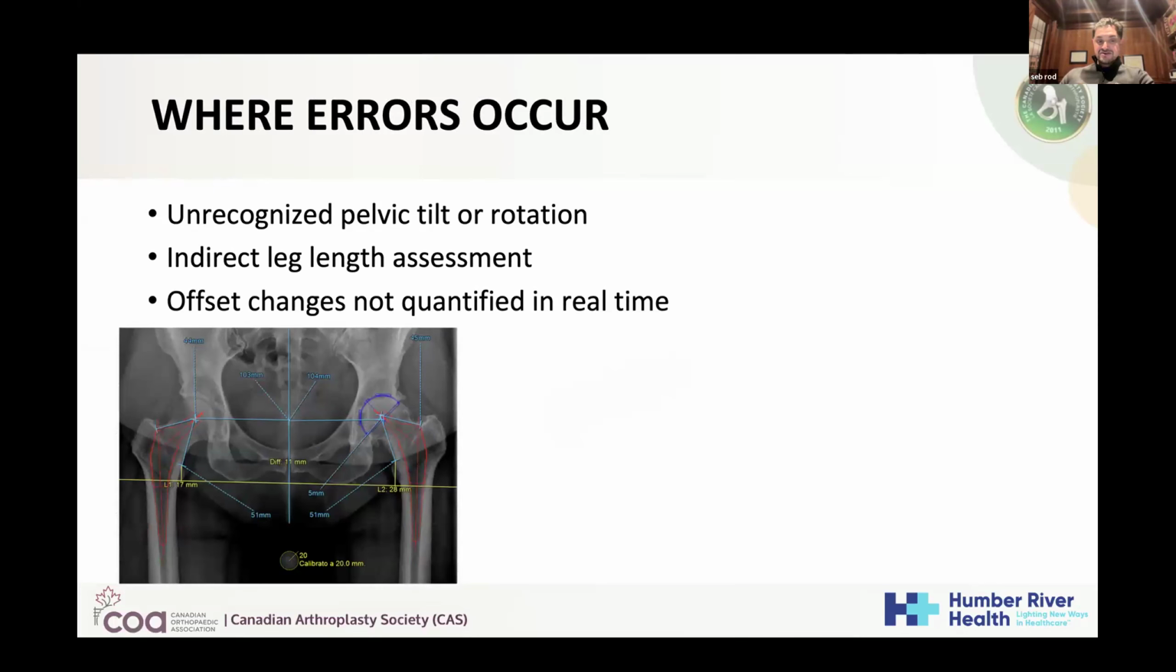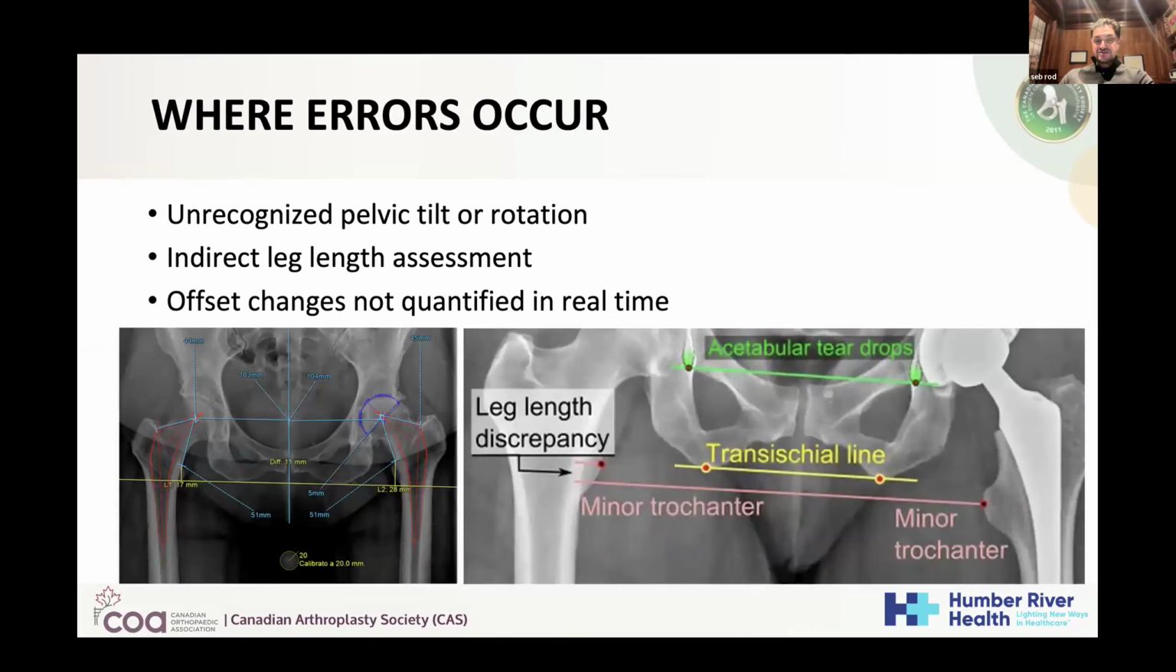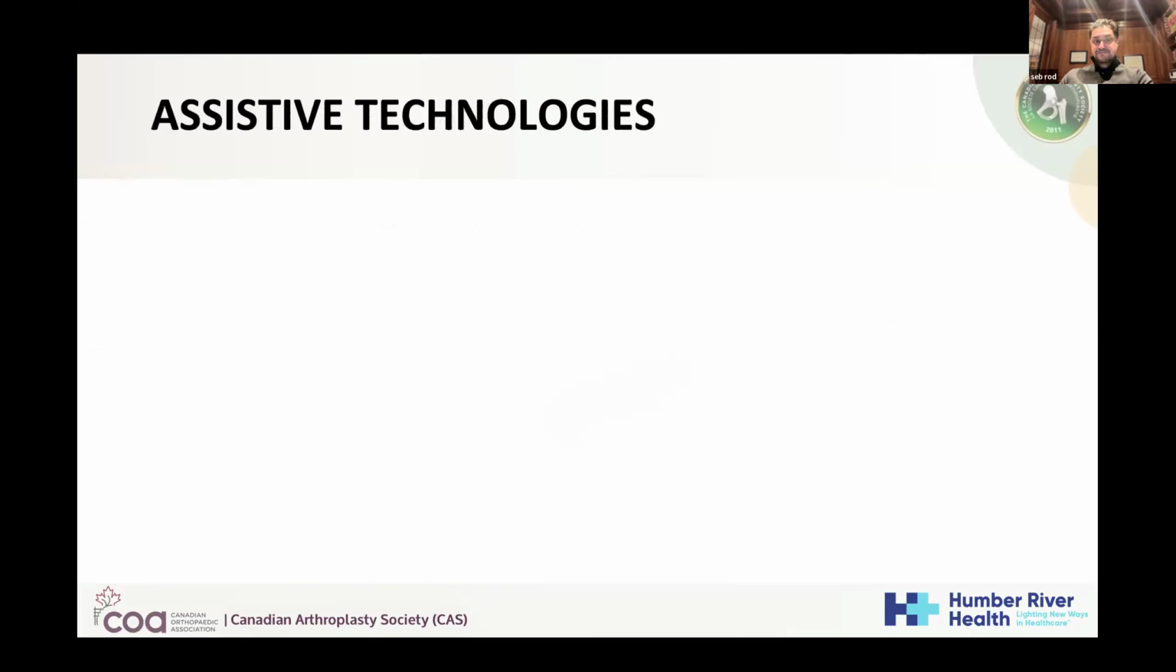So again, all these measures that we meticulously lay out on our X-rays and pre-surgical plans are prone to potential error in terms of increasing leg length or increasing offset, unknowingly or unwillingly in many patients.